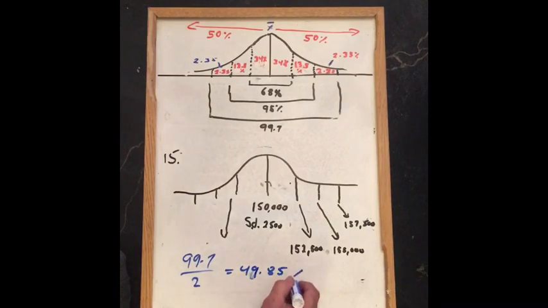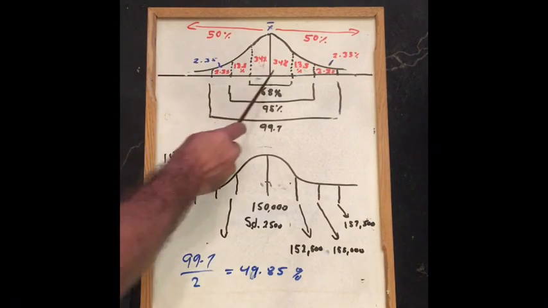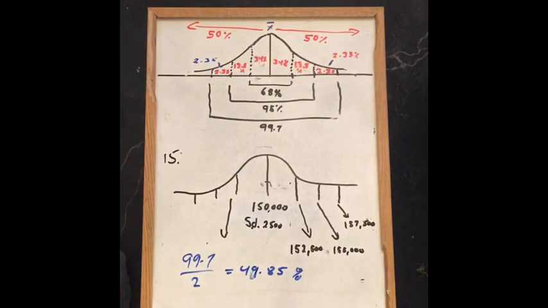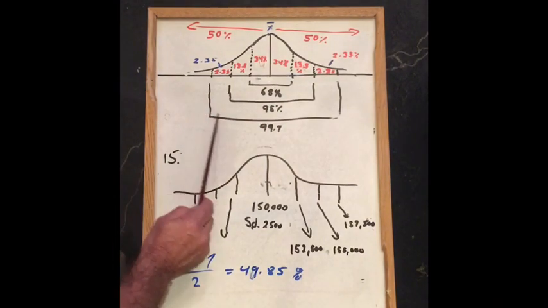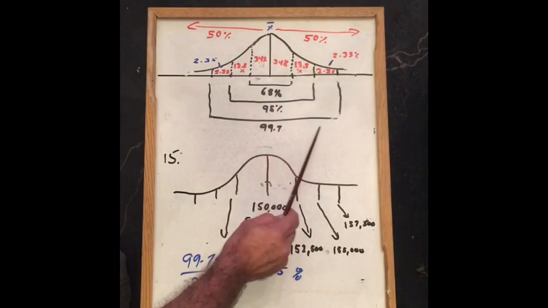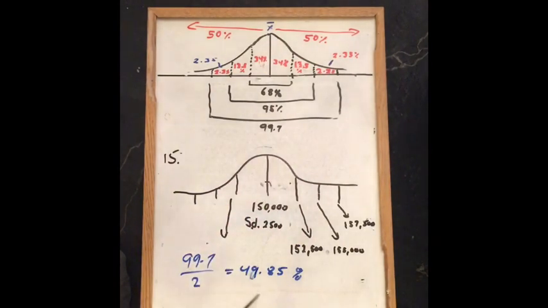Okay, so that's the percentage right there, 49.85. You could also add these 3 percentages, but I think it makes more sense to see that since it's symmetric, it's going to be this half of a number we already know. So half of that number right there is a quick way to do it.